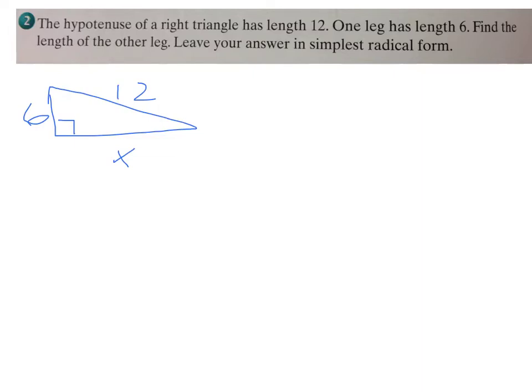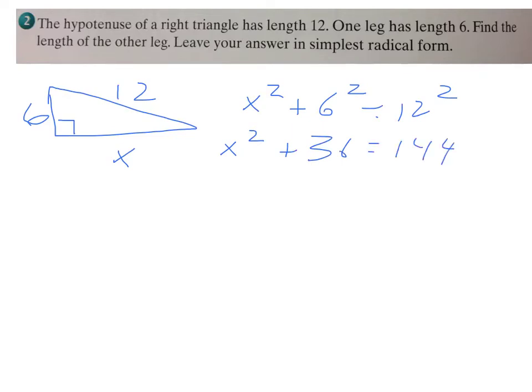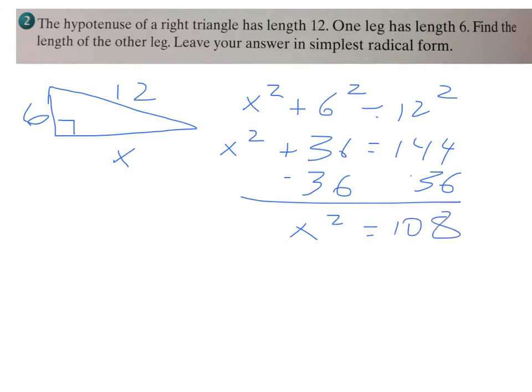Okay, a squared plus b squared equals c squared. So x squared plus 6 squared has got to equal 12 squared. So x squared plus 36 has got to equal 144. So subtract 36 from both sides, and we get x squared equaling 108. Take the square root of both sides.